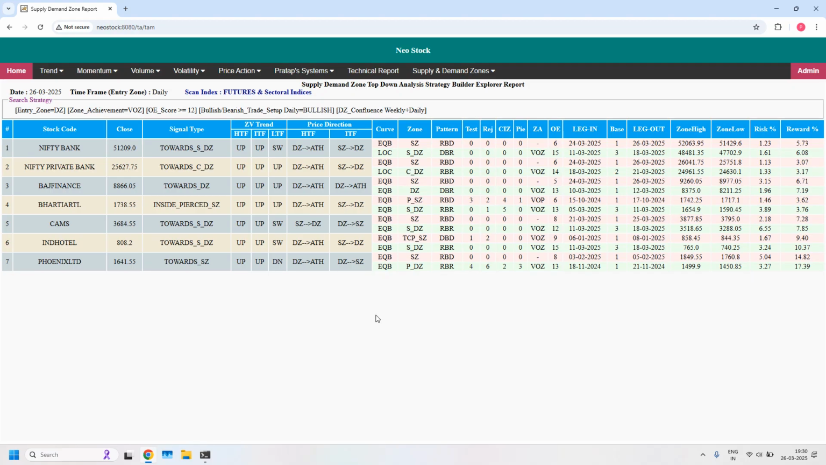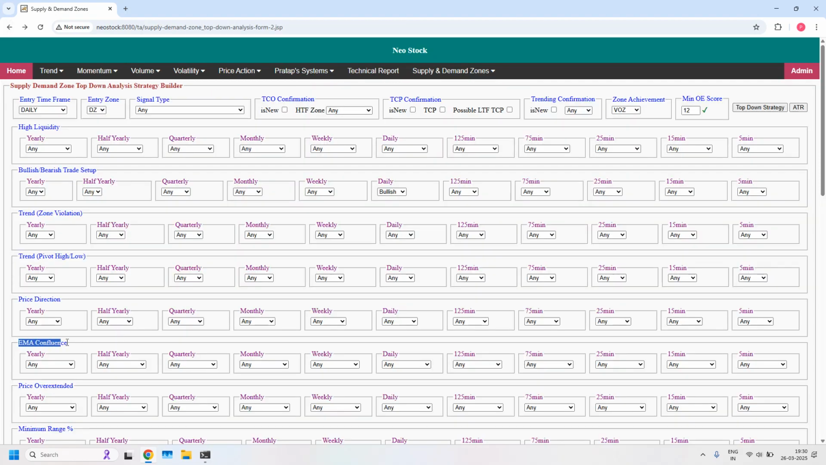These 7 daily demand zones overlapped with weekly demand zone. Because they are overlapped with weekly demand zone, and weekly demand zone having weekly EMA confluence could be even more high probability trade setup. Moreover, all the weekly trend is an uptrend because it is an ITF trend. So let's go back. In the EMA confluence, let us check if weekly demand zone having weekly EMA confluence.